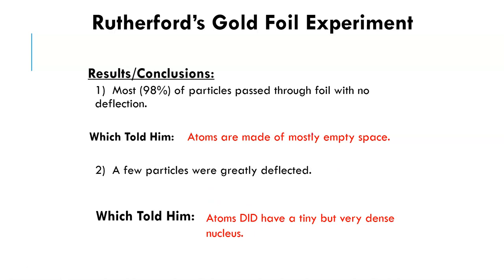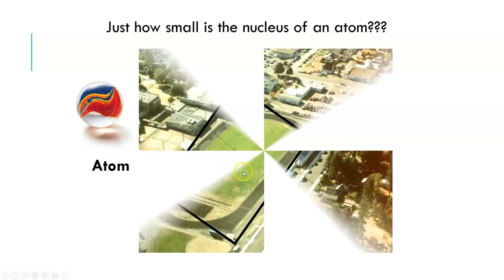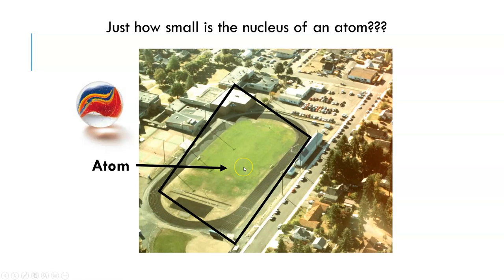Now compared to the size of an atom, the nucleus is actually really, really, really tiny, like super, super tiny, but it contains like 99.9999999% of the mass of every atom. So just think about this for a second. If the nucleus of an atom were the size of a marble, and you put that marble on the 50-yard line of a football field, the size of the atom itself would be as big as the football field, while the nucleus would be the size of that marble.